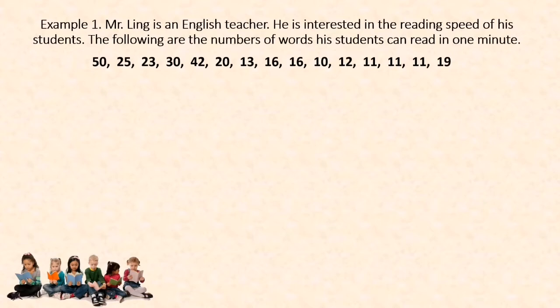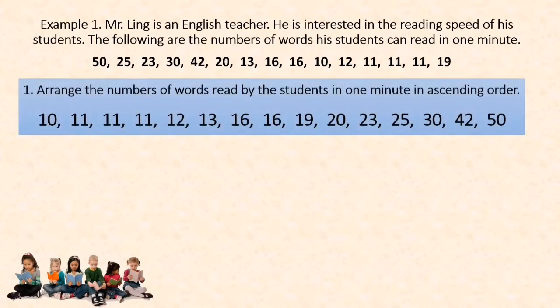To find the 7th decile, first, arrange the numbers of words read by the students in 1 minute in ascending order. So we have 10, 11, 11, 11, 12, 13, 16, 16, 19, 20, 23, 25, 30, 42, and 50.